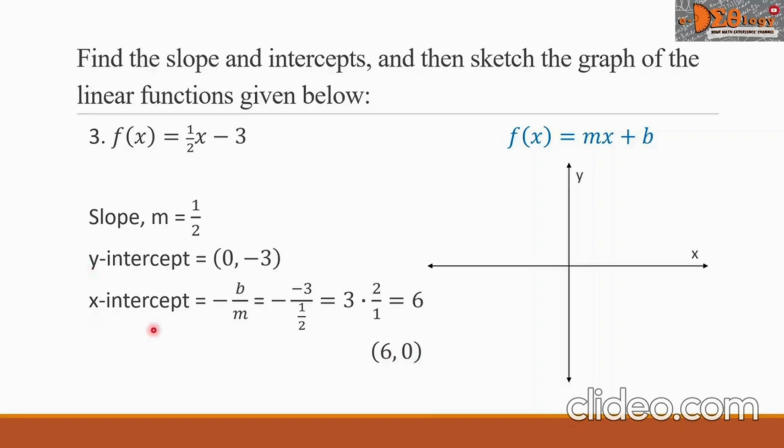Let us plot the 2 points in our xy axis. This is the point (6, 0), and this is the point (0, negative 3). We'll just connect these 2 points by a line. This is now the sketch of the graph of this linear function.